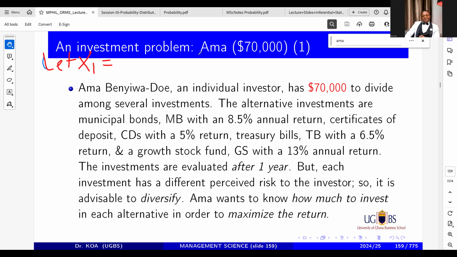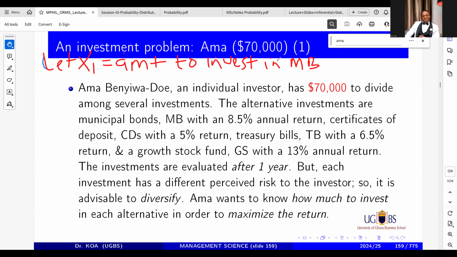She has written a very sensible thing. She says that let X1 be the amount to invest in municipal bonds. That's the best answer. So X1 is the amount. If you don't bring the amount, forget about anything else. You say, the amount to invest in municipal bonds. Write it in full. Don't use shortcut. The amount of money to invest in municipal bonds. That is what Amma needs to know of.